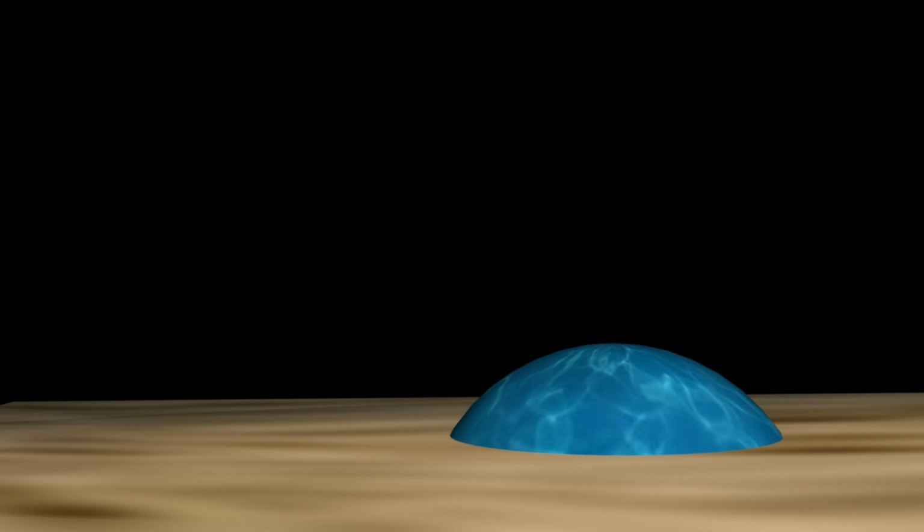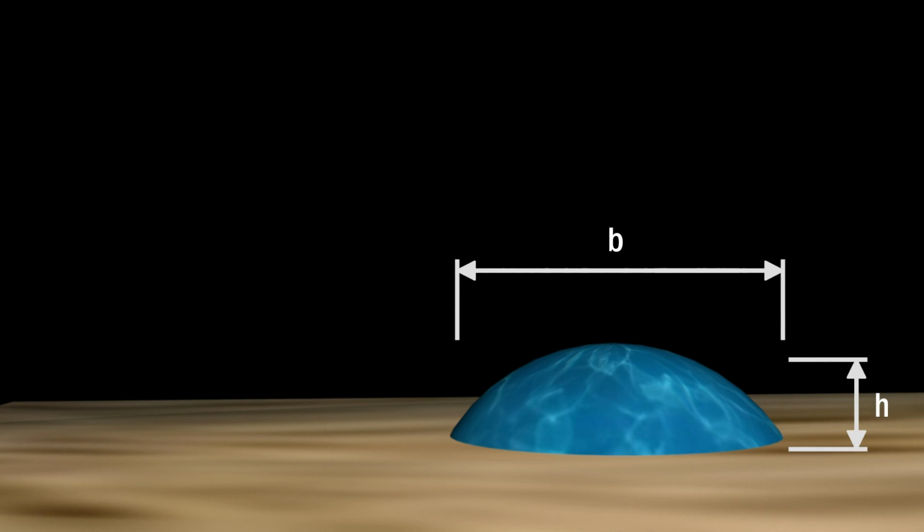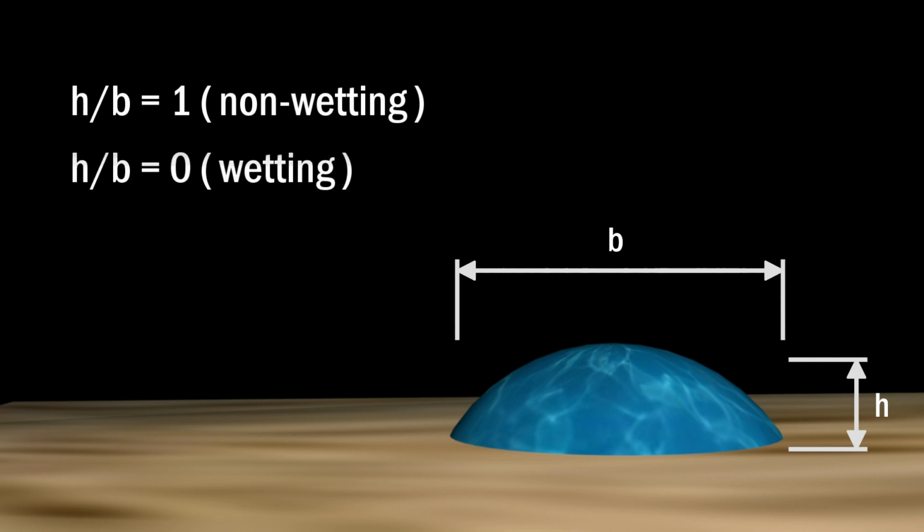Measuring the contact angle is not the only way to quantify wettability. It can also be quantified by means of the Cecil-drop ratio. It is the ratio of the height of the droplet on the solid surface to its breadth. A Cecil-drop ratio of 1 indicates a complete non-wetting action of the droplet phase. On the contrary, a Cecil-drop ratio of 0 indicates a complete wetting action.